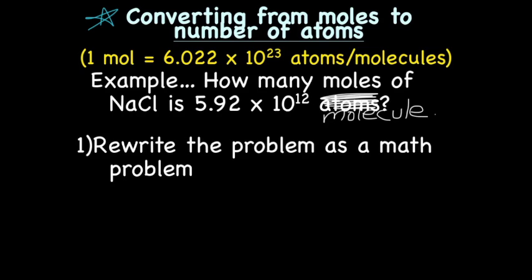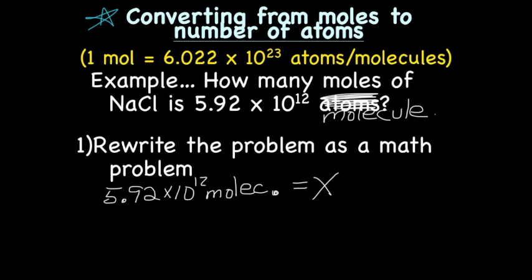Okay. So, step 1. Rewrite the problem as a math problem. So start with what you know. We know that we have 5.92 times 10 to the 12th molecules, and if you want to abbreviate molecules, you can, as molec, equals, what are we trying to find out? How many, right? X moles. The abbreviation for moles is mol. All right, so step 1, rewrite it as a math problem. Check.